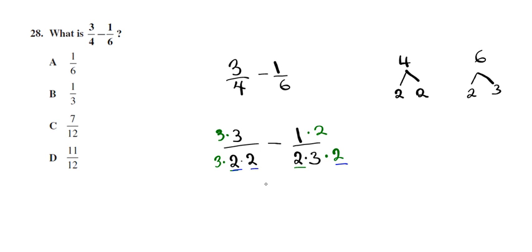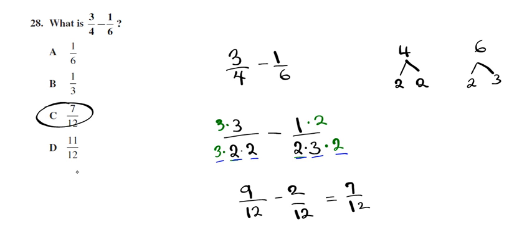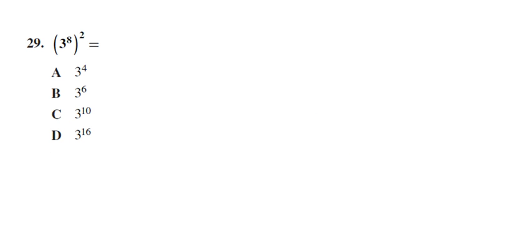So let's do an accounting real quick. We have two 2s and a 3. Excellent, that's what I want. I want the denominators to be common, all right? So now if I multiply the numbers together, I'm going to have 9 over 3 times 4, which is 12, minus 2 over 12. When you subtract, you get 7 over 12, and the final answer is C. Okay? All right, let's move on to question 29.